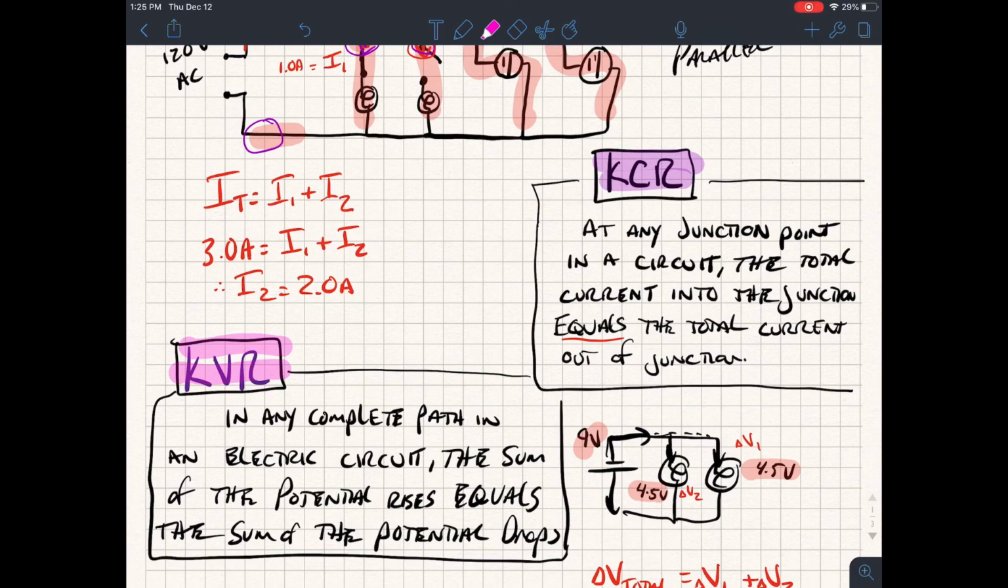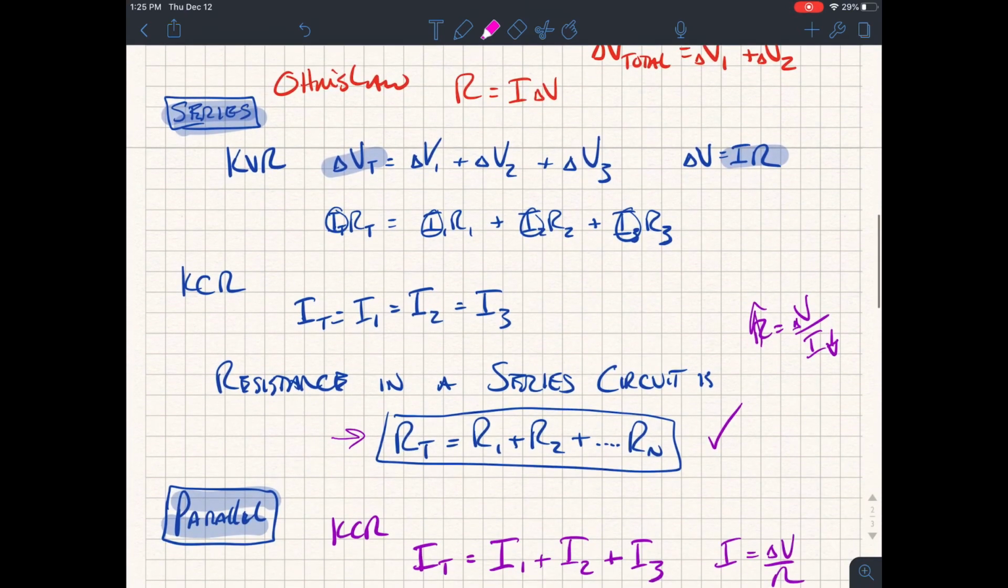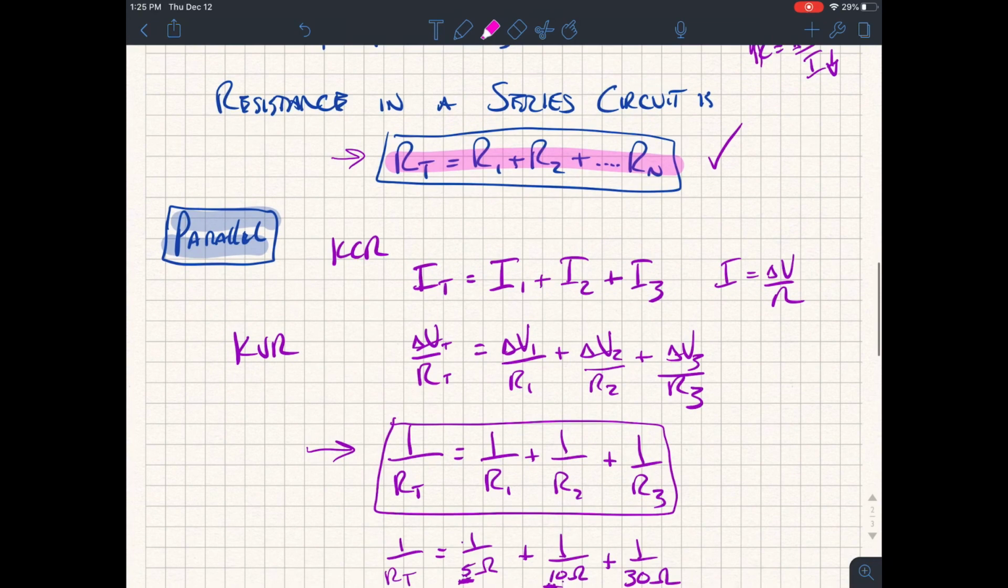We can find the total resistance in a series circuit by simply adding the resistances together. In a parallel circuit, we can find the total resistance by adding the inverse of the resistances together. And applying these equations for Ohm's law, KCR and KVR, and equivalent resistances, it can help us solve for unknowns or even engineer the conditions in a circuit that have to happen if we're to make a functional circuit.